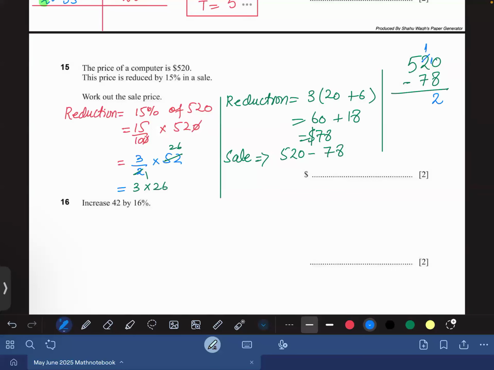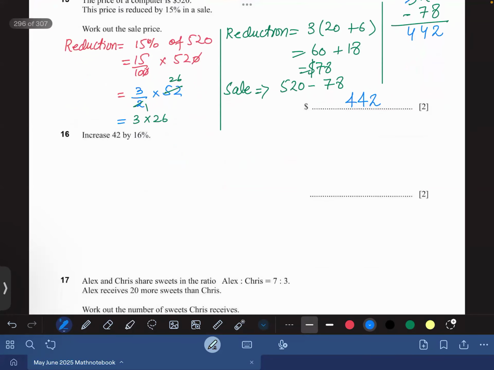2. This is 1. So 1 minus 7 is impossible. So 4. So it would be 11. 11 minus 7 is 4. So it would be 442 is the price of the computer. Any problem, everybody? Vadan? Haji, any problem? क्लियर है सर, क्लियर है. Okay.